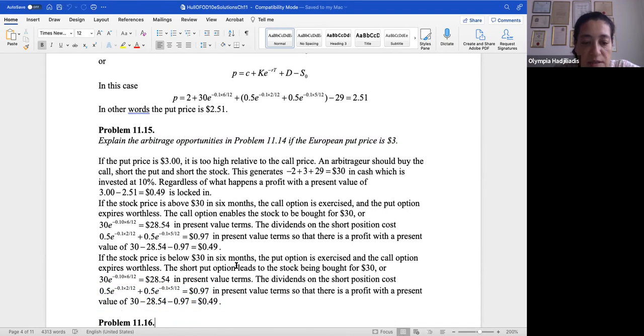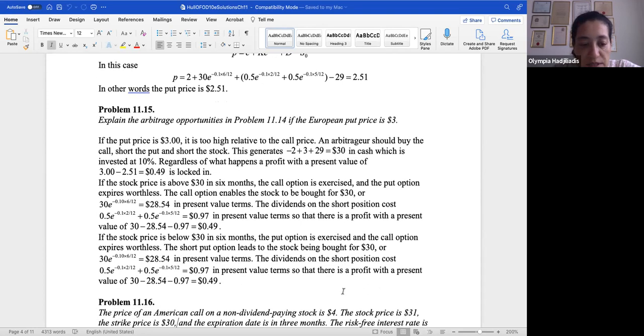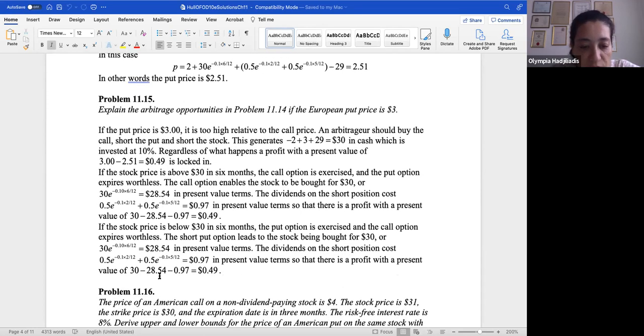If the stock price is below $30 in 6 months, the put option is exercised and the call option expires worthless. The short put option leads to the stock being bought for $30, which is in present value terms 28.54. The dividends on the short position cost 97 cents again in present value terms, so that there is a profit with a present value of 30 minus 28.54 minus 0.97, which leads to 49 cents once again.